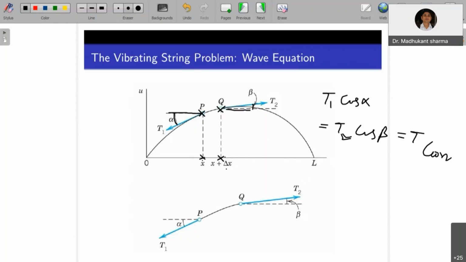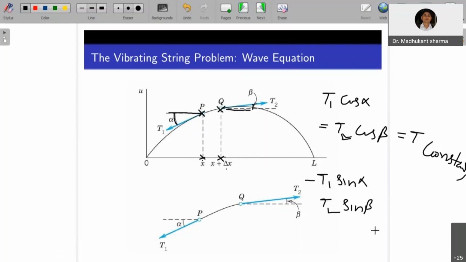Okay, that's going to be constant, and thus you can denote it by T. Now, what are the vertical components? Since this T1 is in the negative direction, one vertical component is T1 sin alpha, and another vertical component at Q is going to be T2 sin beta.